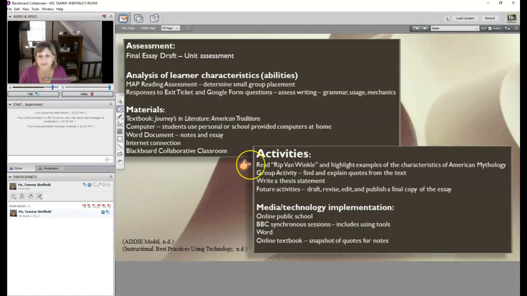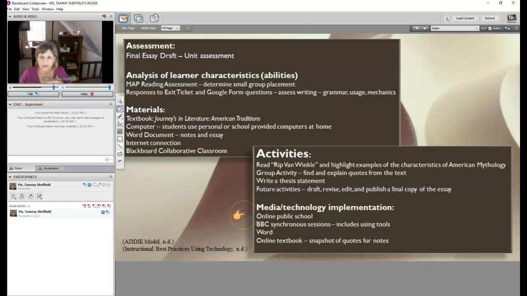All right, so our activities, we're going to read Rip Van Winkle and highlight examples of the characteristics of an American mythology. And then my students will participate in a group activity. And then we're going to write a thesis statement in class together. And yes, I'm going to just basically tell them, write this, fill in the blank. Because at the level of these students, they really, really need that almost like an algebra formula of how they're going to write things. So that's kind of what I have them doing with that. In future activities and future lessons, we will draft, revise, edit, and publish a final copy of the essay. And by publish, that means turn it into the submission box.